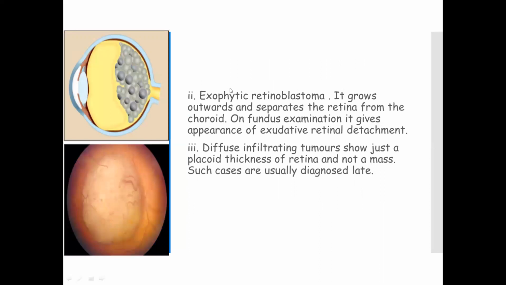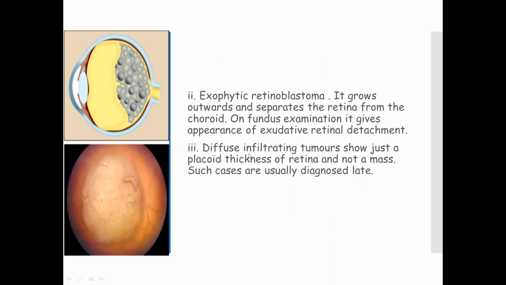Two, exophytic retinoblastoma. This one grows outwards and separates the retina from the choroid. And on fundus examination, it gives the appearance of exudative retinal detachment. So remember the other one we talked about, endophytic, it was going towards the vitreous, right? Into the cavity. However, this one separates the retina from the choroid. So you're able to see the separation, right? Yes, and if you do a fundus examination, you're able to see a feature of exudative retinal detachment.